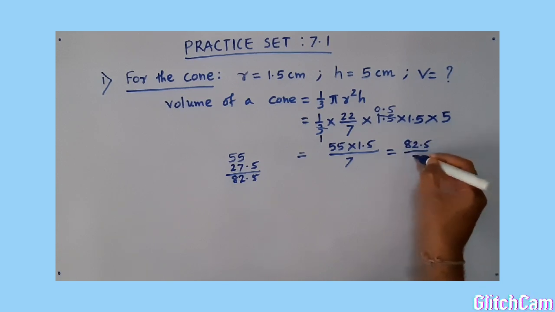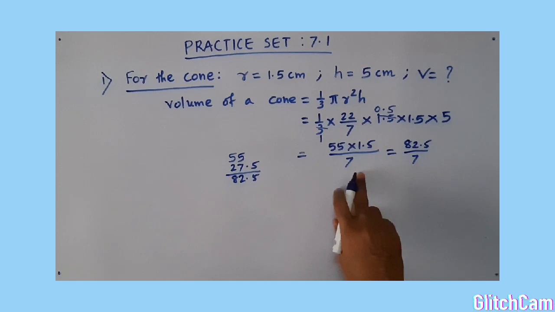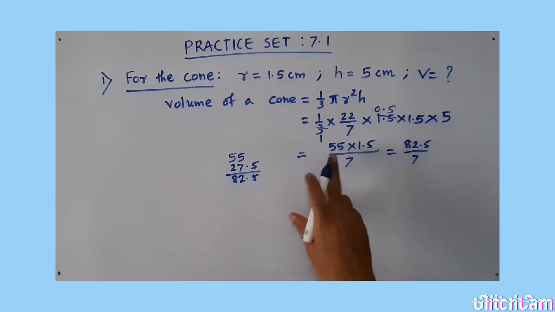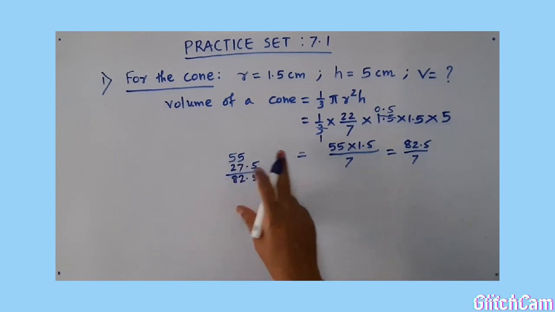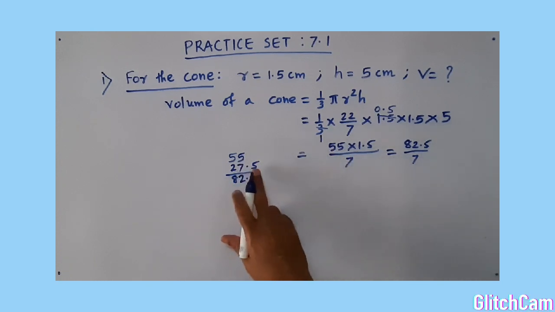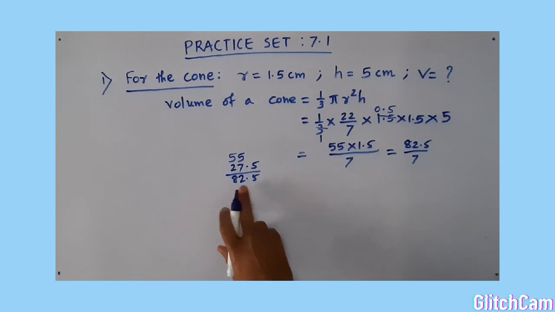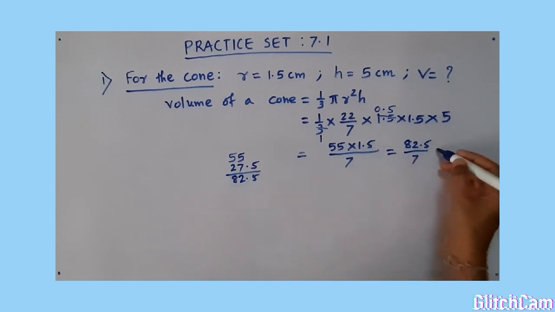So what we have to write is 82.5 divided by 7. So what is the idea of fast calculation? 55 is multiplied with 1.5, that is, it is 1.5 times. 1 time of 55 is 55. Half time of 55 is 27.5. Just add it in your mind. It is 82.5. 82.5 divided by 7. Now we have to simply do the calculation. How much is it?